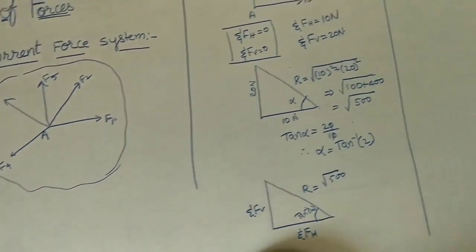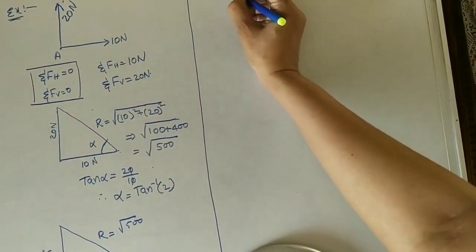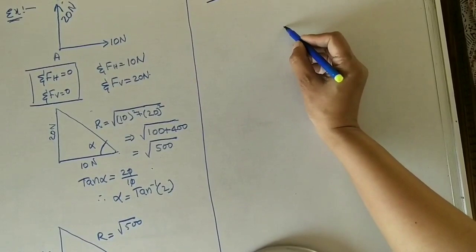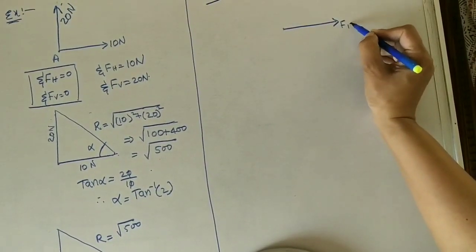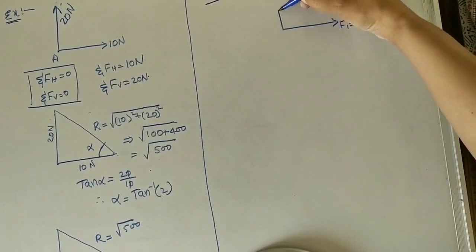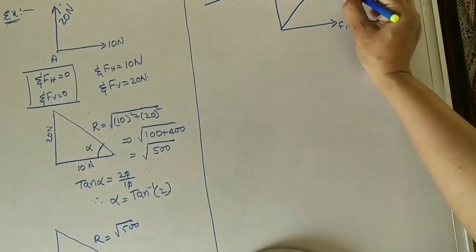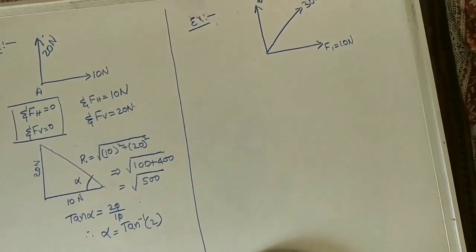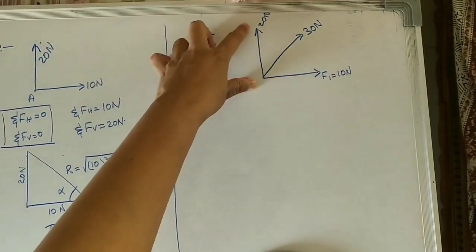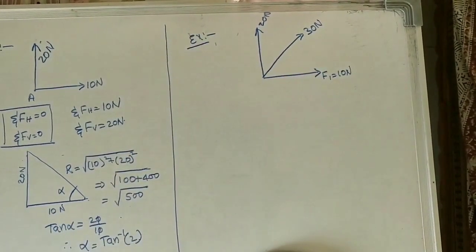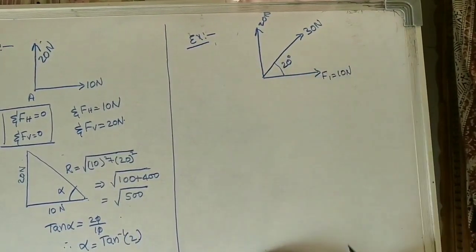Now here I am taking another example, with more than 3 forces. I am taking one horizontal component of 10 newtons, here 20 newtons, here some 30 newtons. So the diagram should be like this: 10 newtons horizontal component, vertical component is 20, and then the inclined component is 30. This angle is, let us assume, some 20 degrees with the horizontal.